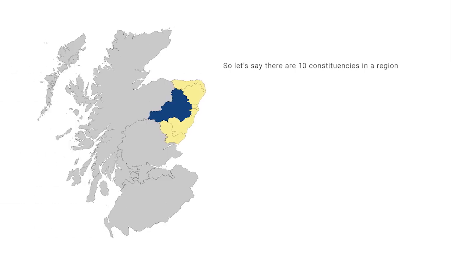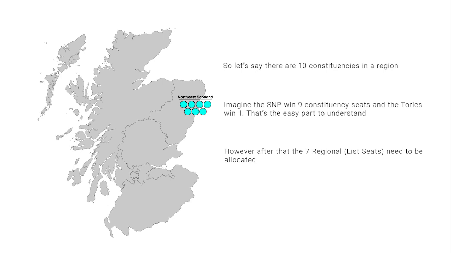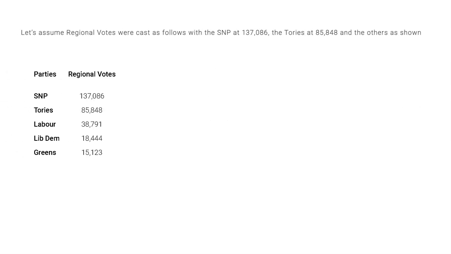So, let's say there are 10 constituencies in a region. Imagine the SNP win 9 constituency seats and the Tories win 1. That's the easy part to understand. However, after that, the 7 regional list seats need to be allocated. Let's assume regional votes were cast as follows, with the SNP at 137,086, the Tories at 85,848, and the others as shown.